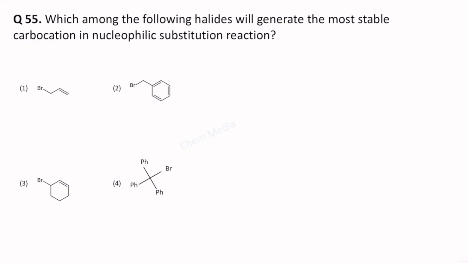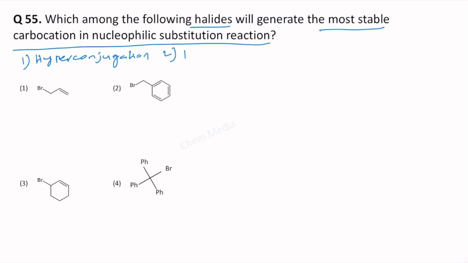Hello everyone, here is a question based on carbocation stability. Which among the following halides will generate the most stable carbocation in nucleophilic substitution reaction? Carbocation stability is based on a combination of factors. It could be hyperconjugation, or resonance, or positive inductive effect, or positive mesomeric effect. But in this case, we need to worry about only hyperconjugation and resonance. Bromine is the leaving group in all the cases.